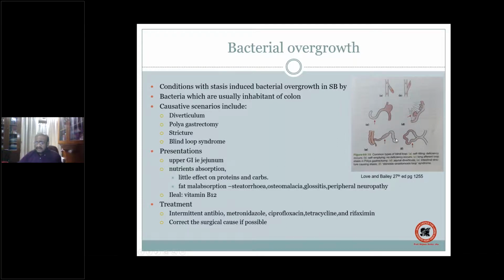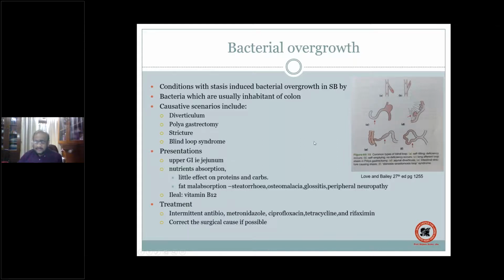This figure is taken from Love's. You've got multiple strictures, or you've done a bypass, which you should never do. A side-to-side ileal bypass should not be done. If you do, then the food comes from here, goes here, so this becomes a blind loop. This becomes a blind loop. So these are basically the scenarios where you have bacterial overgrowth.